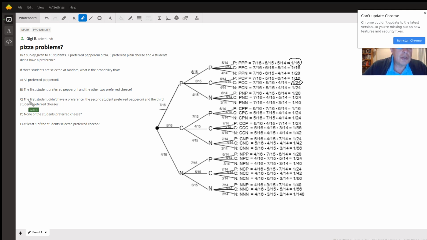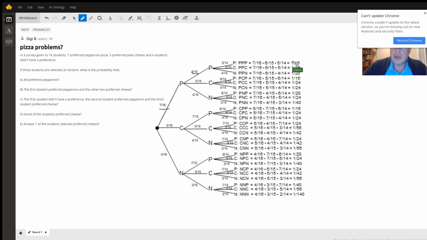For question C, the first person didn't have a preference, so NPC. NPC is right down here. The probability of that happening is 1 out of 24. None of the students preferred cheese. Well, that's a little trickier because you've got a bunch of different possibilities here. So none of the people preferred cheese.